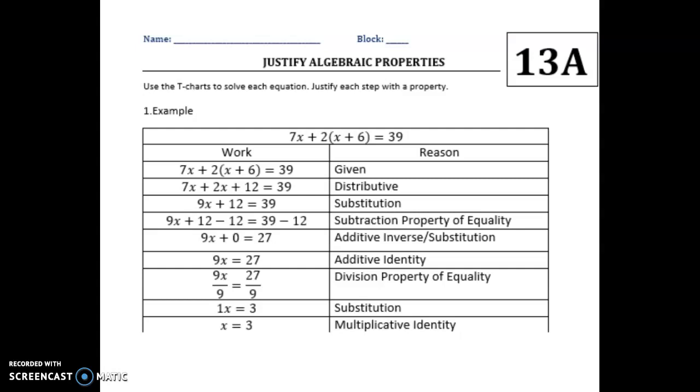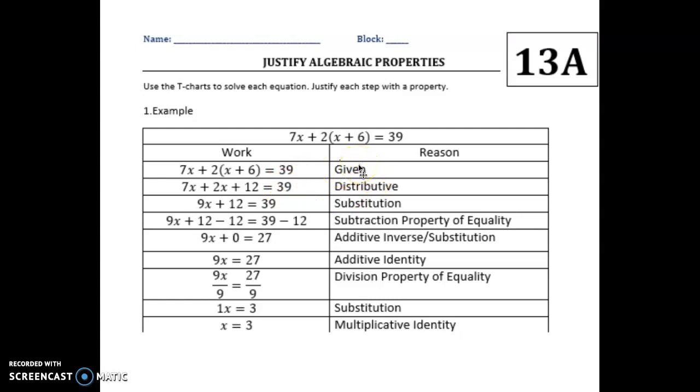Guys, today we are going to be talking about justifying algebraic properties. So we're going to be given an equation, and up to now we've just been working our way through the equation and solving, but we're going to think about each step today, and we're going to apply the property that we use to actually get to that step.